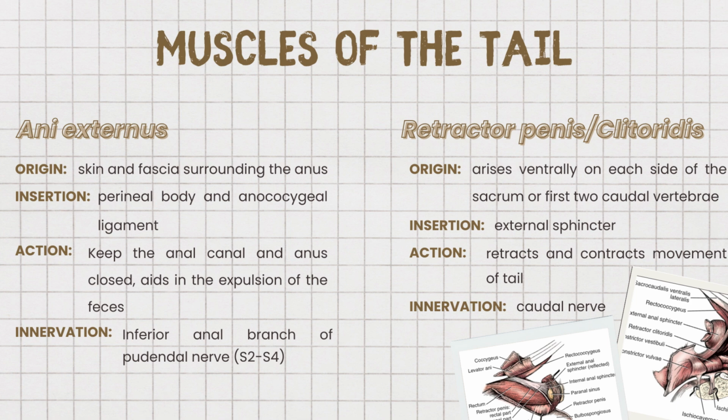Lastly, the retractor penis or clitoridis, it originates or arises ventrally on each side of the sacrum or first two caudal vertebrae. Its insertion would be the external sphincter, and its action would be that it retracts and contracts movement of the tail. Innervation would be the caudal nerve.